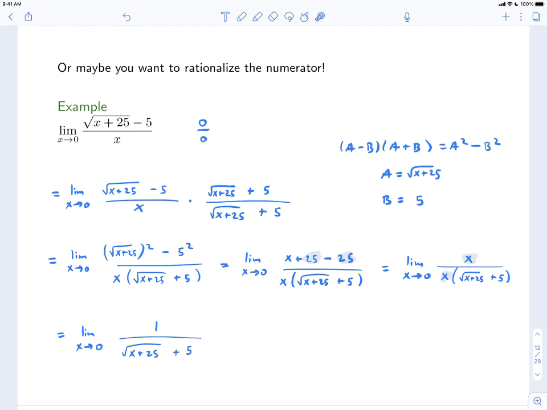See, the reason there was a problem before was there was a minus 5 here. And then when you plugged in x equals 0, you ended up with 5 minus 5, but now it's 5 plus 5. So we just plug in x equals 0 and we'll have 1 over the square root of 0 plus 25 plus 5 equals 1 over, well, the square root of 25 is 5. 5 plus 5 is 1 over 10. And that's our answer. So 0 over 0 might result in a limit, but you just have to do some extra work to find out what that limit is.